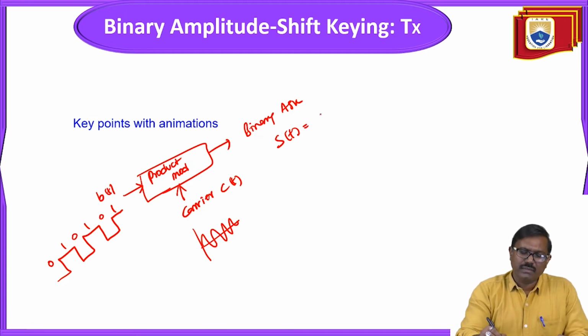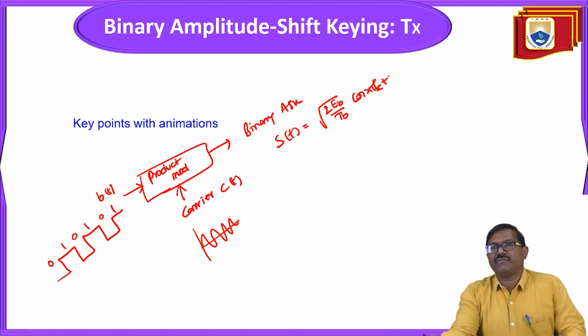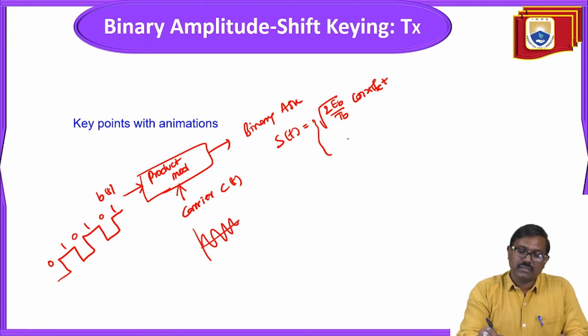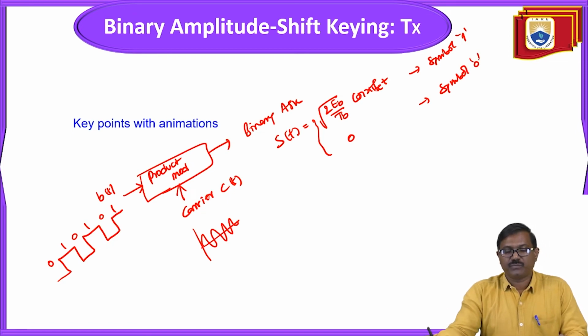So mathematically, here you can represent it as square root of 2 Eb by Tb cos 2 pi fct. Here, for simplicity, the phase is taken as 0. This is for symbol 1, and this is 0 for symbol 0.